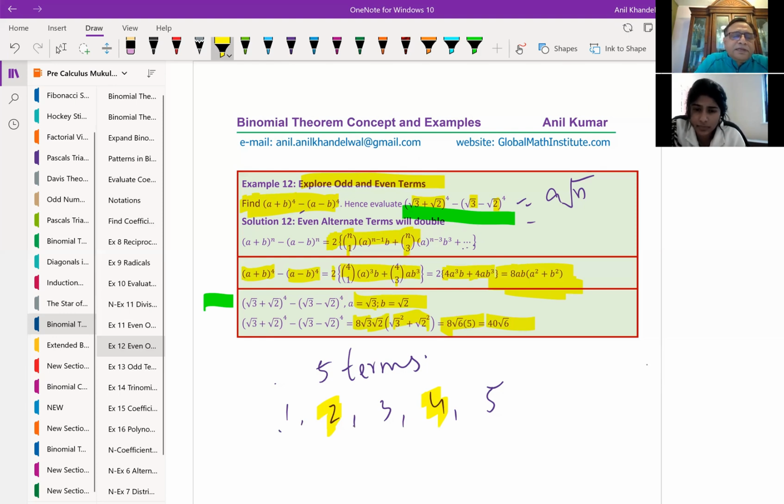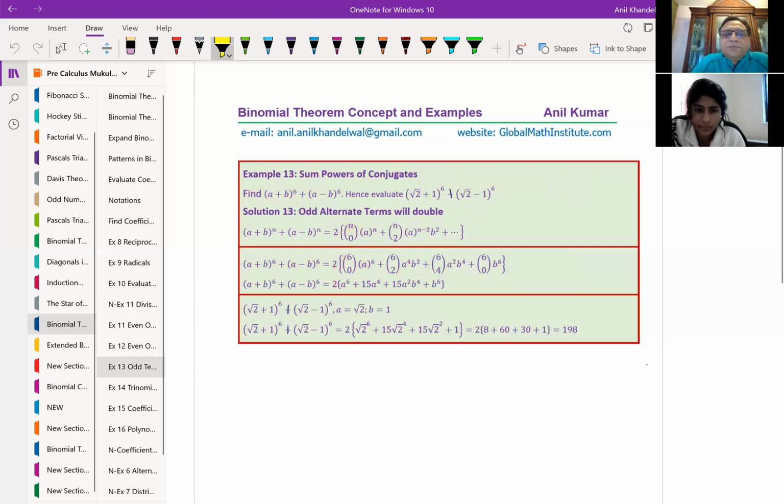Okay, let's take another example, this time with odd terms. So now what I've done is, I've taken a very similar example. The only difference is we have plus in between. So can you please read this question?